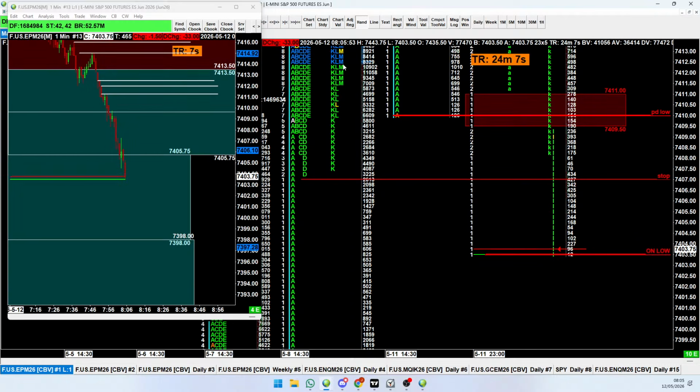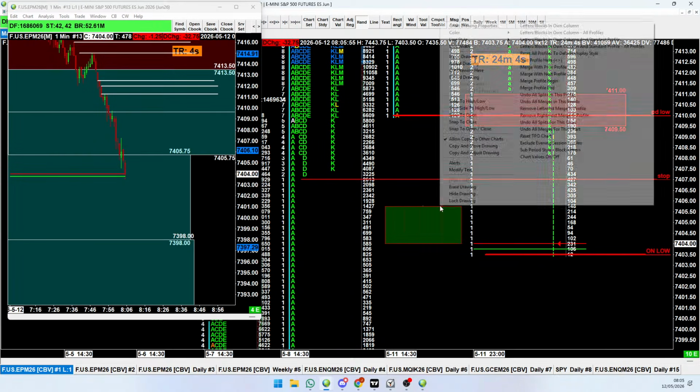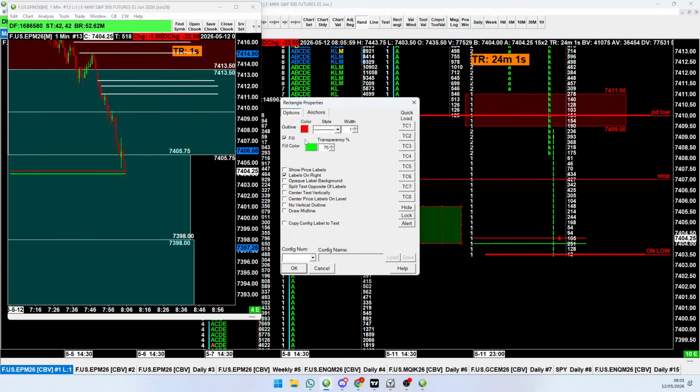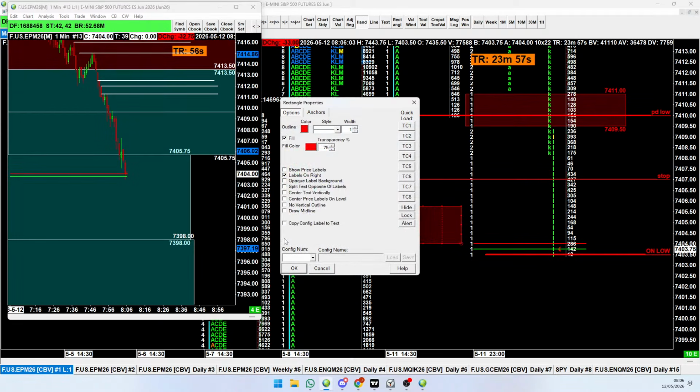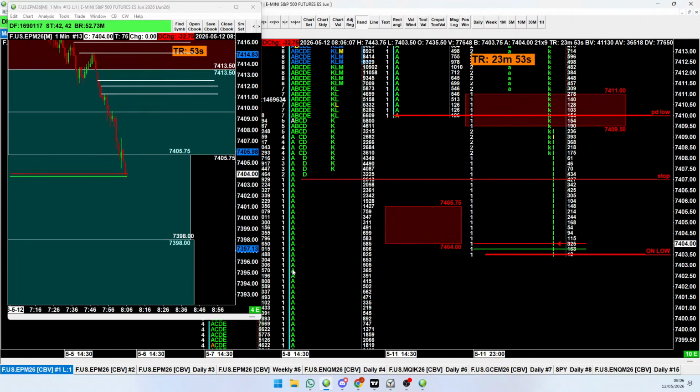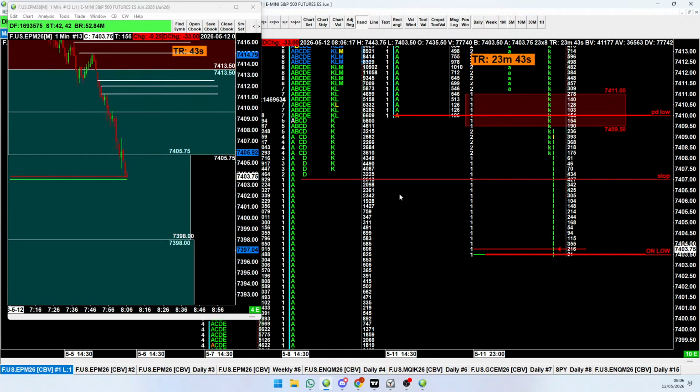Yeah, so when I mark them, I just go and draw a rectangle. And then I change the color, red for supply, and then I show the price labels. I've been doing it so much. I like doing things manually because then you actually know where things are.